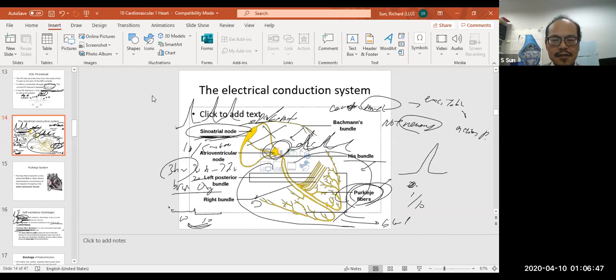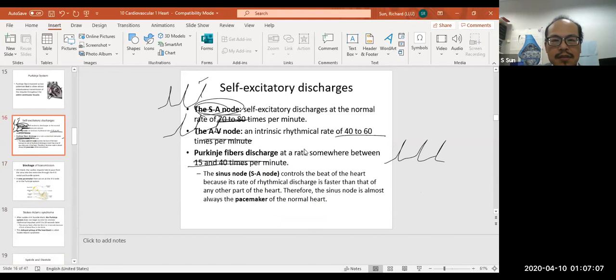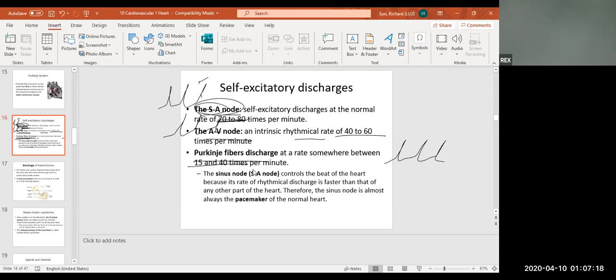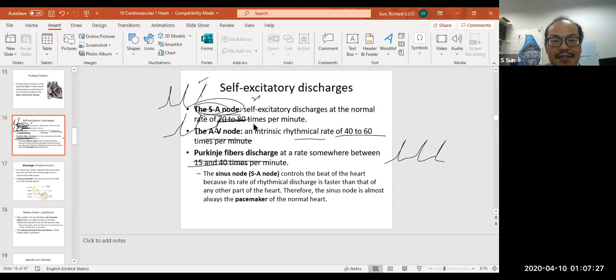Good. So the key here is that all this area has the tendency to generate rhythmic impulses. All of this can generate. It's just a different rate. So that's the intrinsic rhythmical rate. SA is faster, the AV is slower. So you can survive just off the Purkinje fibers discharge only? You can survive off that? Yes. Wow. Yes. So SA is that, AV is that, Purkinje.